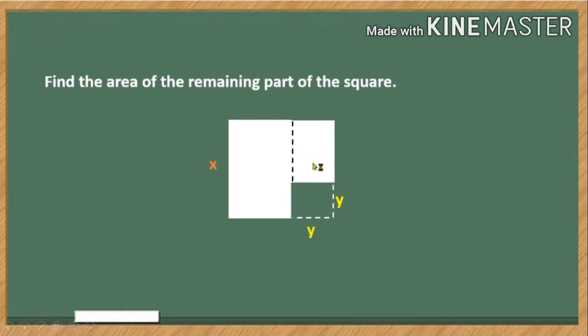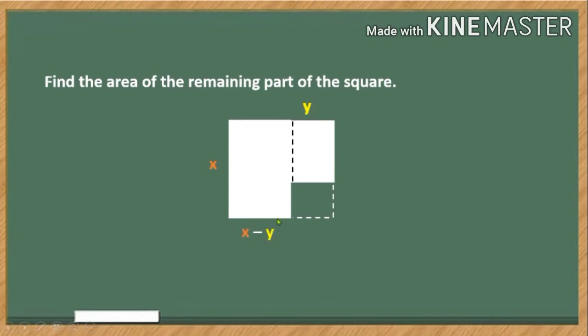The property of a rectangle says that the opposite side of a rectangle is equal, so we can write here y. Okay, so this measures also y unit. How do we get this expression?